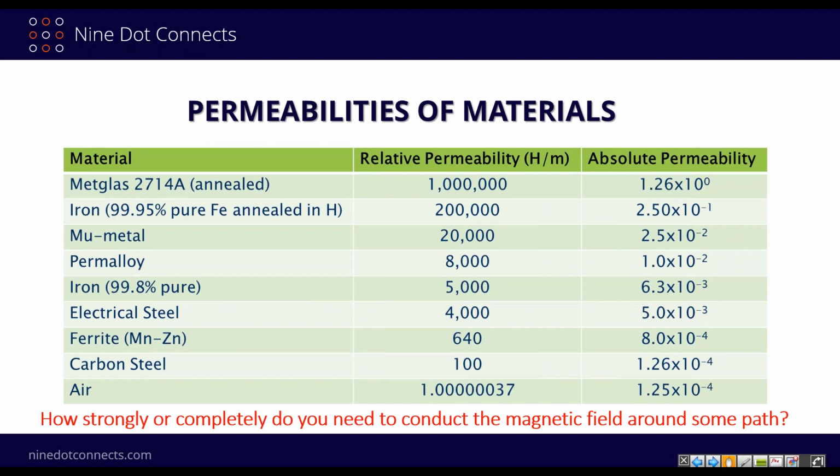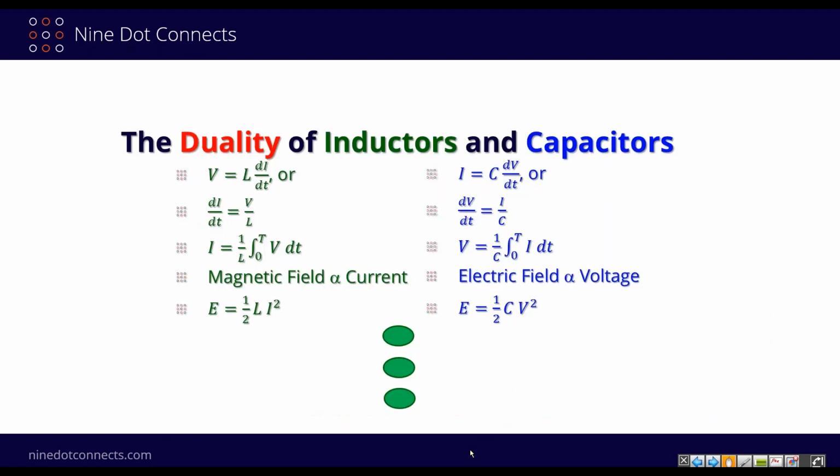Okay, the real question, though, when you're trying to ask which material to use, is how strongly or how completely do you need to conduct the magnetic field around some particular path. Okay, let's digress for a moment onto the duality of inductors and capacitors. First, you can have voltages, and voltages are very much like currents. Inductance and capacitance are both measures of stored energy and parameters like that. You could also have E fields versus B fields.